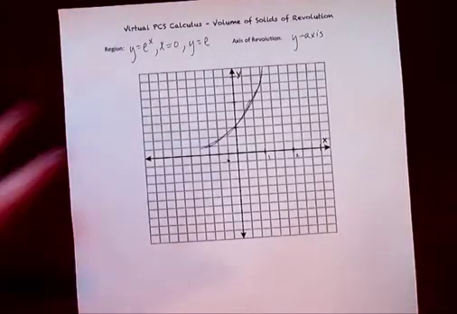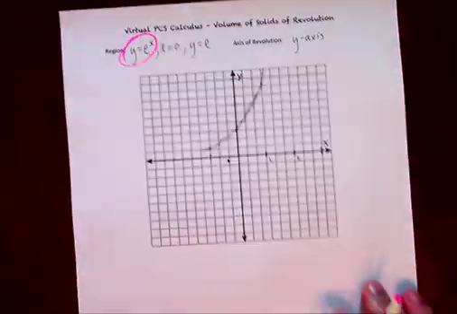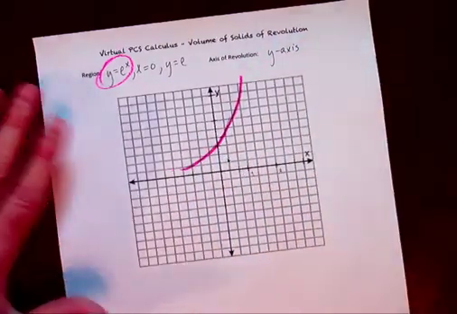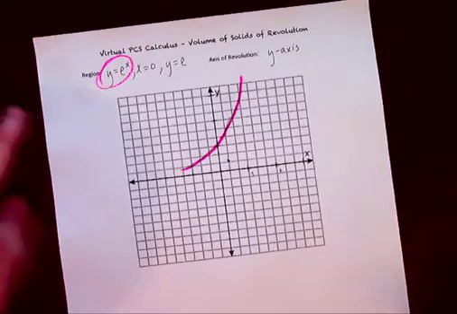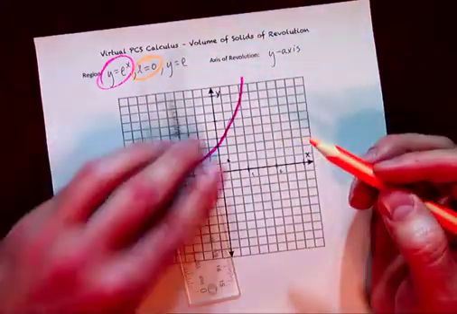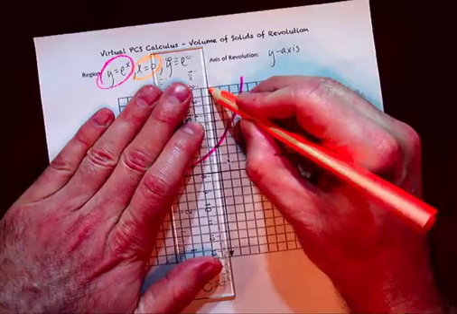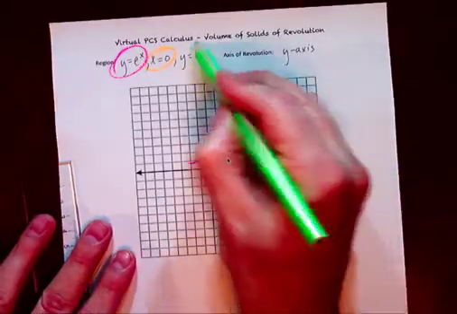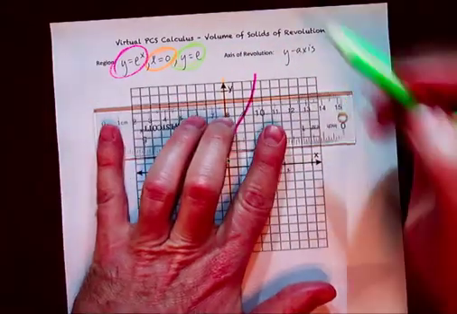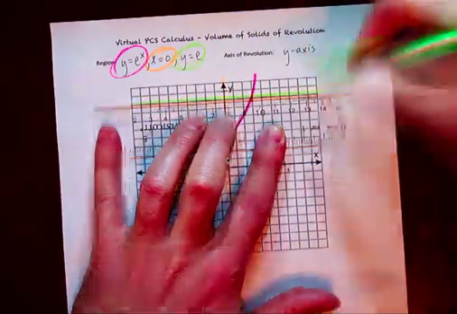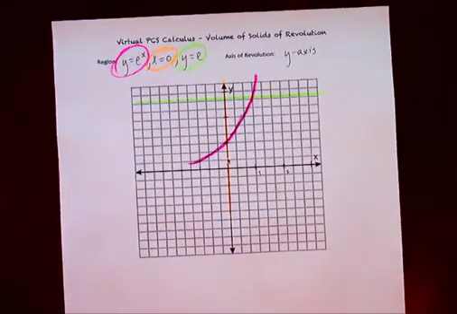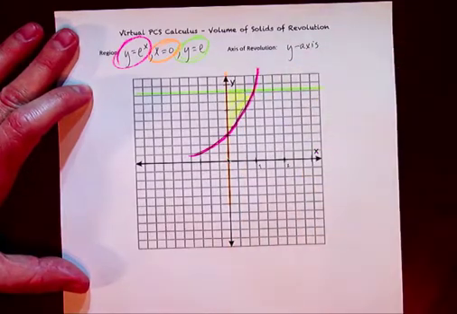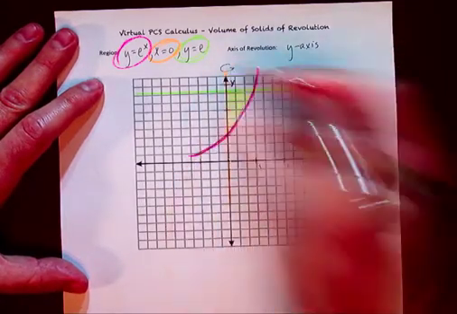Let's go ahead and color code. y is equal to e to the x. x is equal to 0 is, of course, my y-axis. And y is equal to e is a constant function which runs right through there. Okay. Now, that tells me that it is this region right here that is being defined as the one I'm going to revolve around the y-axis.